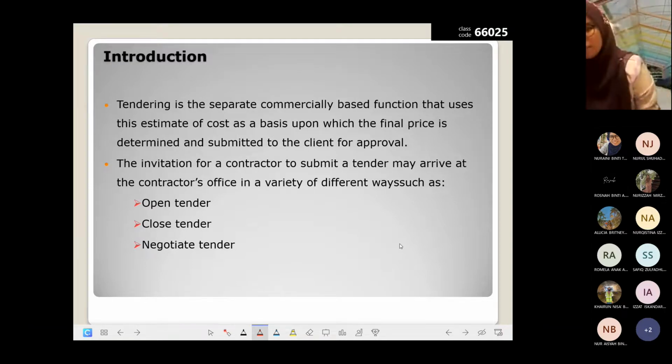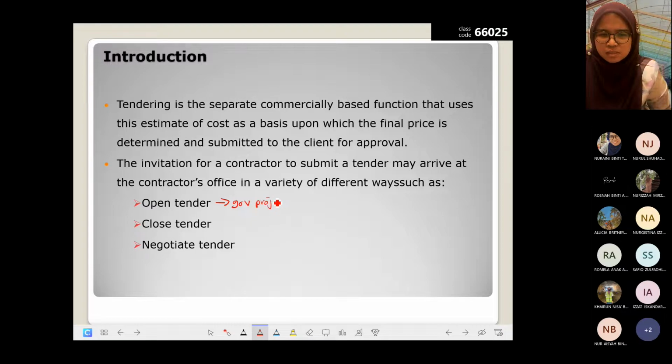Yang ni masa nak open tender ke, nak start tendering. So client akan pilih sama ada dia nak buat open tender, close tender atau negotiate tender, based on what dia boleh decide dia nak guna which tender. Kalau government punya project, wajib guna open tender. Close tender biasanya kalau private sector, private project lah.